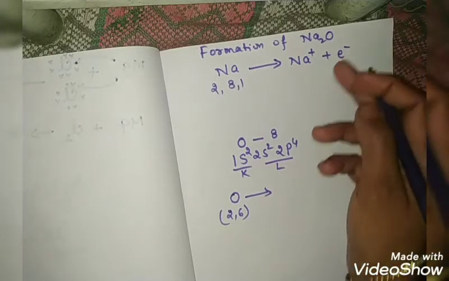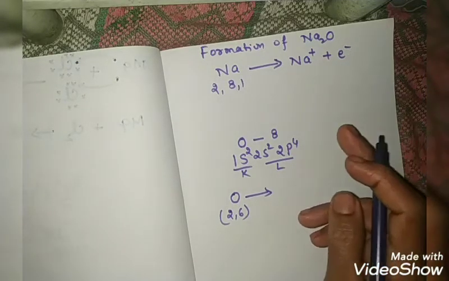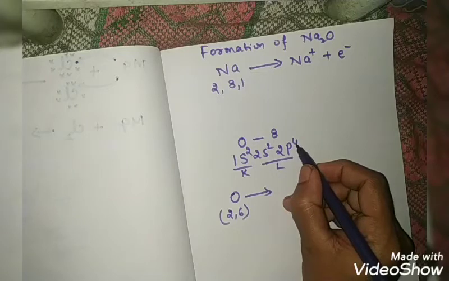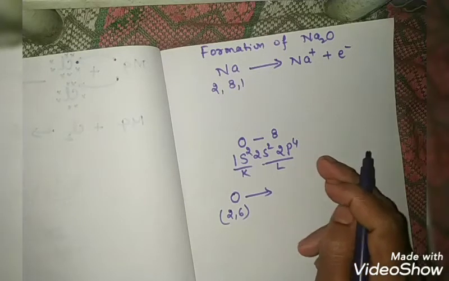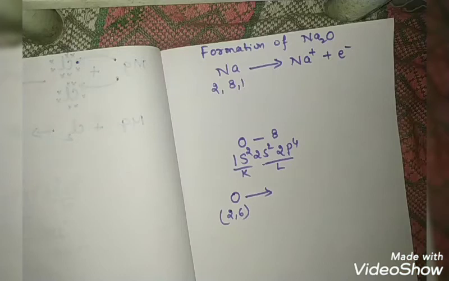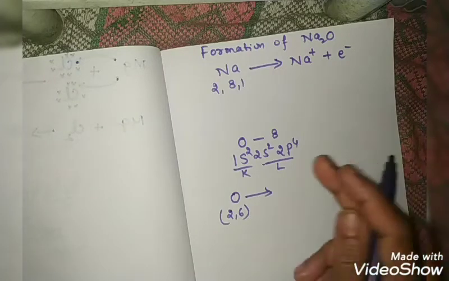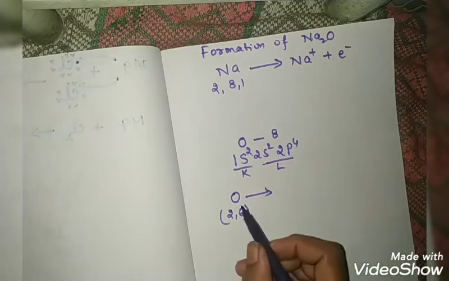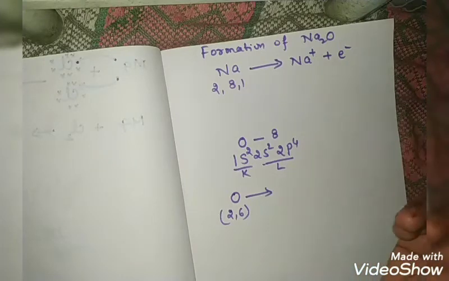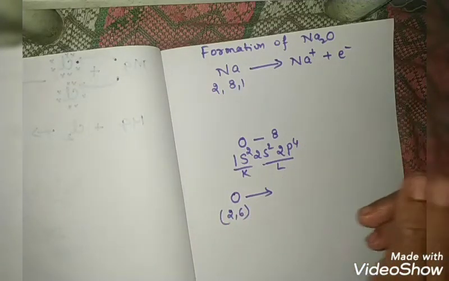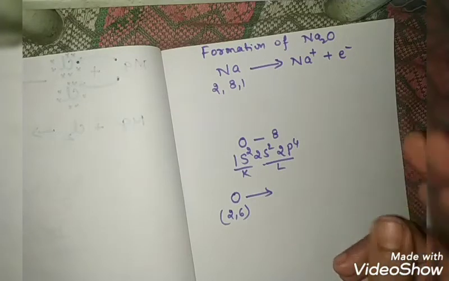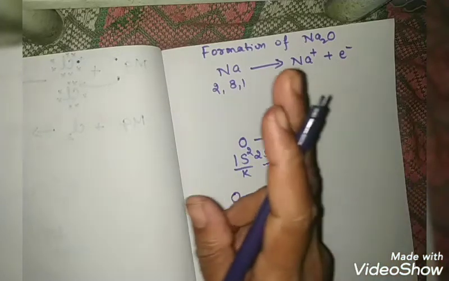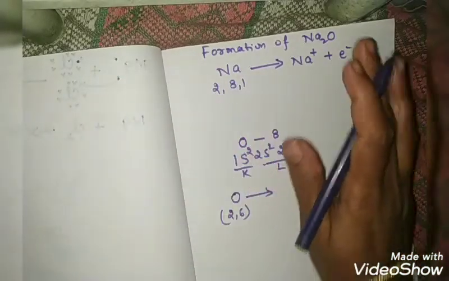But observe, children, in the outermost shell, how many electrons are there? 6 electrons are there. Then what is its valency? Its valency is 2, because how much is needed to become octet? It needs 2 electrons to become octet. So its valency is 2. But from one sodium atom we are getting only 1 electron. So what does it mean? It means that one oxygen atom needs 2 atoms of sodium to form sodium oxide.